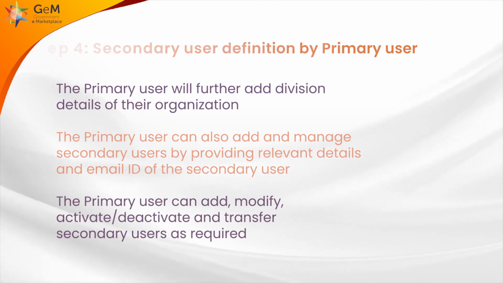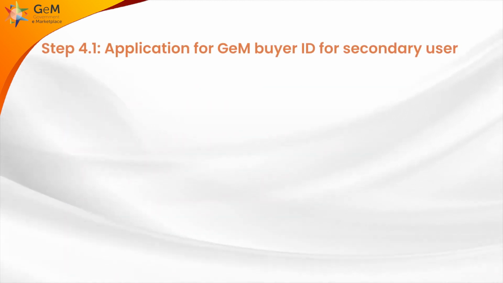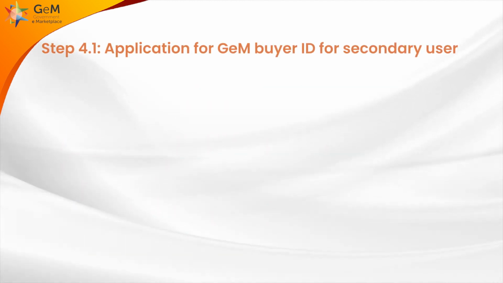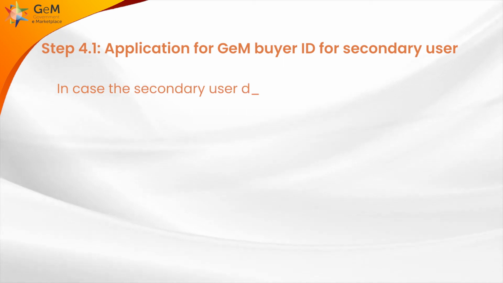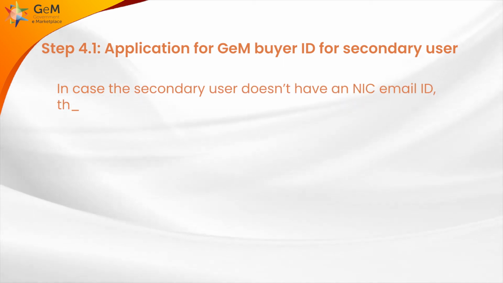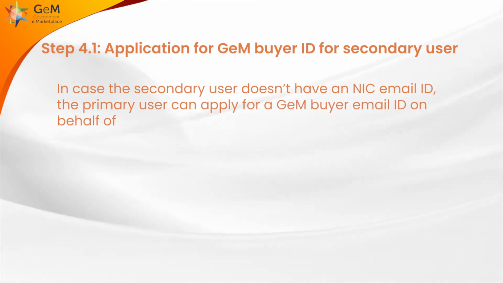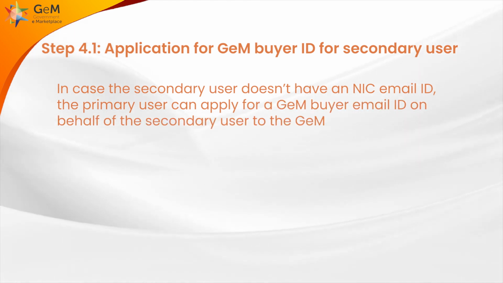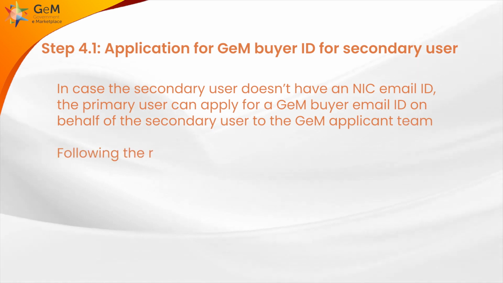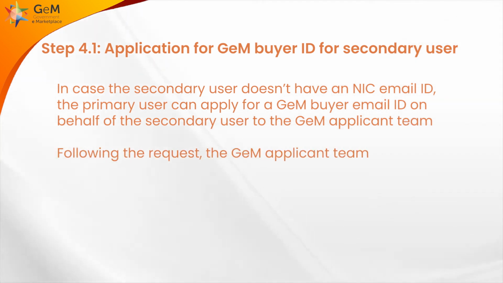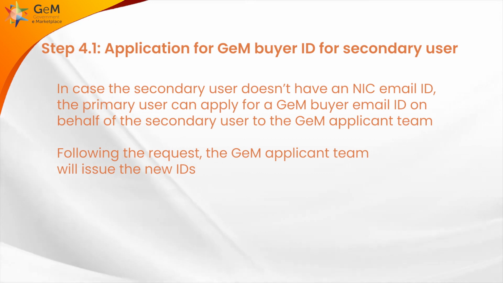Step 4.1. Application for GEM buyer ID for secondary user. In case the secondary user doesn't have an NIC email ID, the primary user can apply for GEM buyer email ID on behalf of the secondary user to the GEM applicant team. Following the request, the GEM applicant team will issue the new IDs.